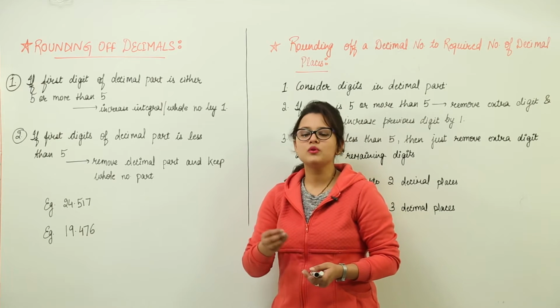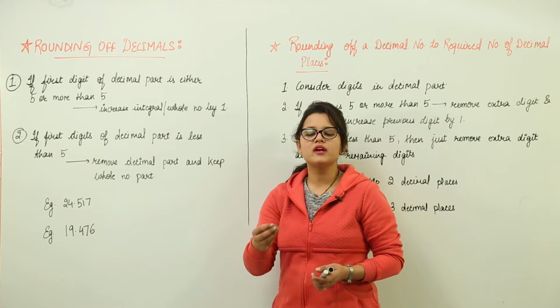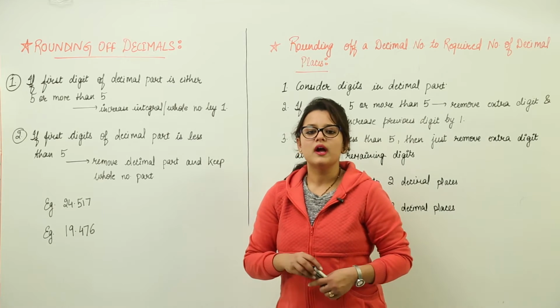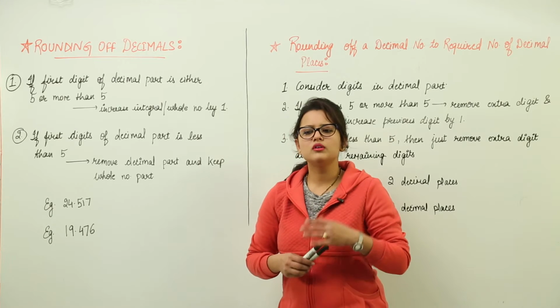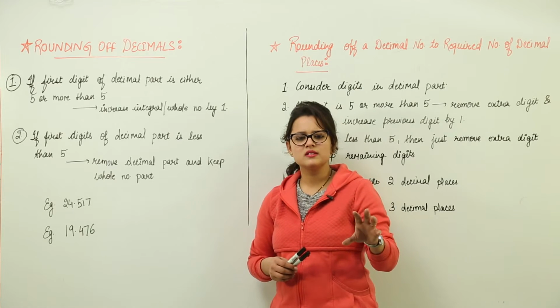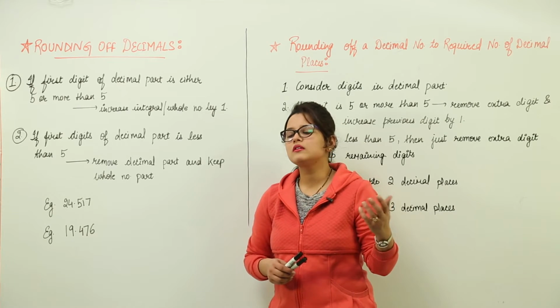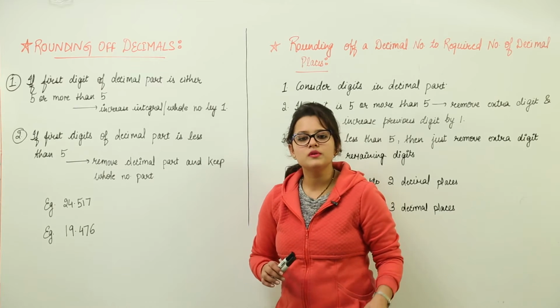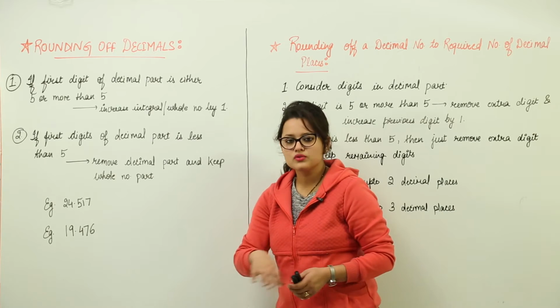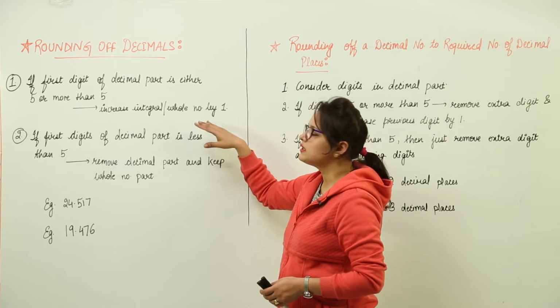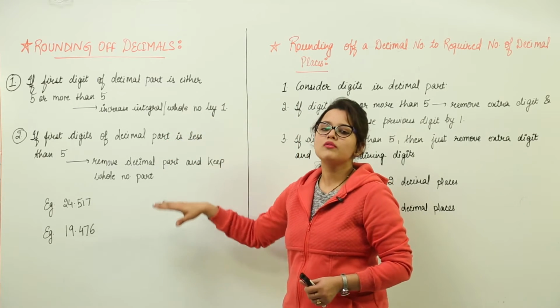Like for example, you have 98 rupees in your pocket, and if somebody asks you how much money you have, you tell it approximately. Yes, what do you tell the person? You tell that you have approximately 100 rupees with you. So that means you are rounding off the values. That is how we are going to learn rounding off of decimals in a similar way.